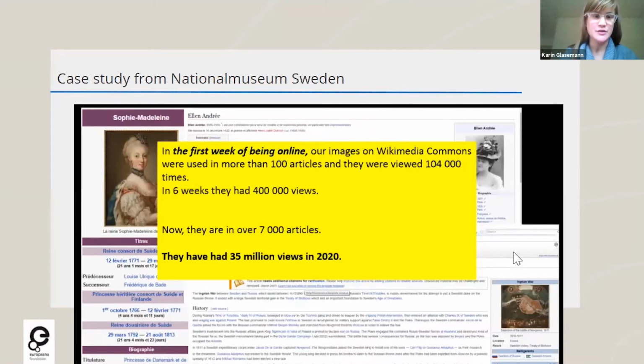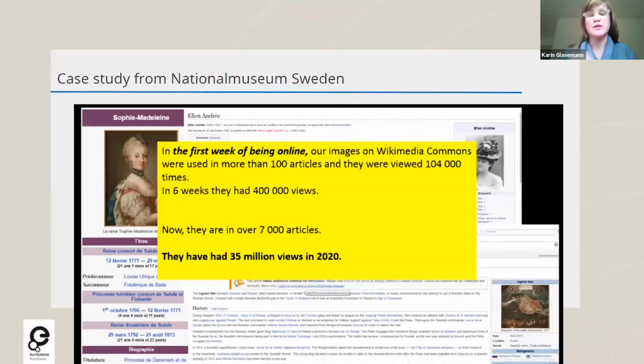And during the first week of being online, those images were viewed 104,000 times. They were put into 100 articles in 1 week. And in 6 weeks, they've had 400,000 views. Now they're in 7,000 articles in 40 different languages, and they've had 35 million views in 2020. So this step that we took, saying, okay, we're going to open up our collections, got a massive PR, more than anything we ever dreamt of. We got newspaper articles in Armenia, and we got reactions from Brazil.